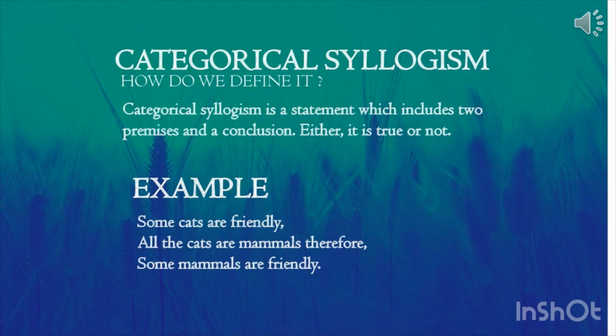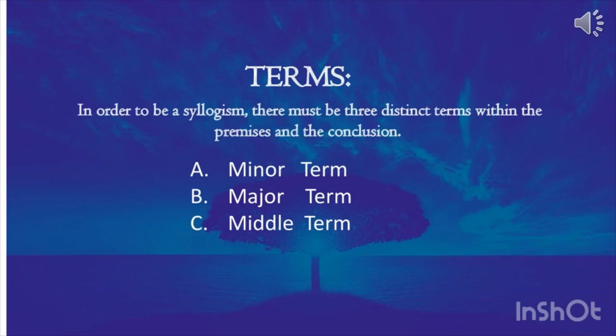Well, it's a logical argument that uses a categorical statement to draw a conclusion. Categorical statements are simply statements that relate two categories or classes together. In other words, categorical syllogism is a statement which includes two premises and a conclusion, either true or not. Let's move on to the second topic, which is terms.